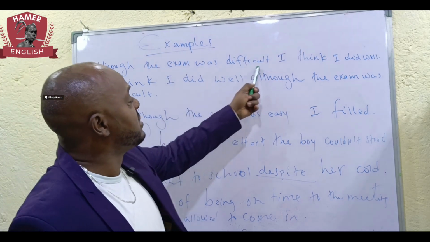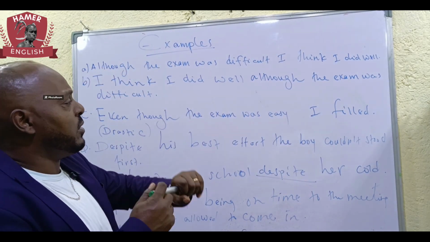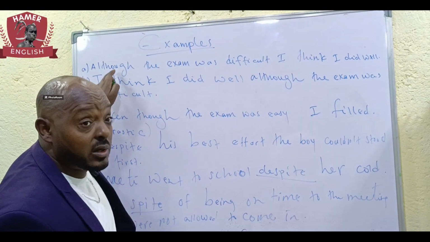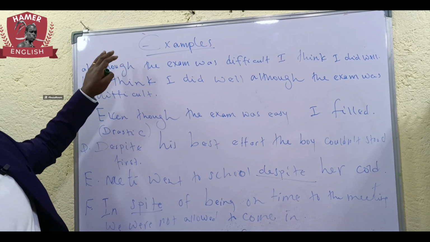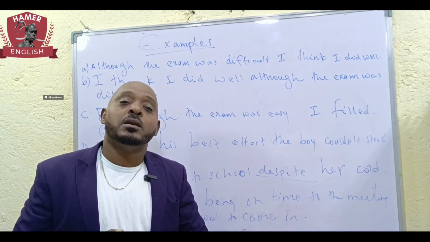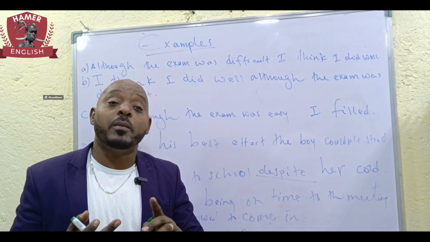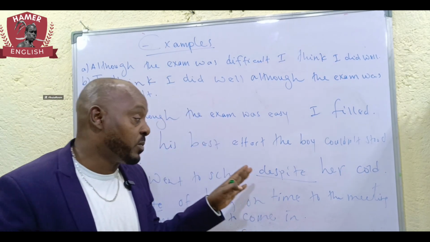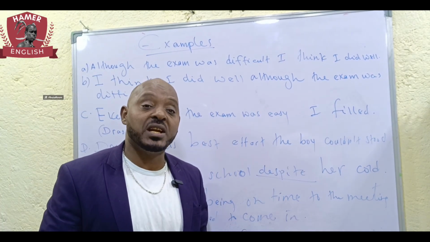Look at it. Although the exam was difficult, I think I did well. I must put a comma, okay? Whenever although, though, in spite of, or despite come at the beginning of the sentence, there must be a comma to separate the first clause from the second clause. Do you understand?